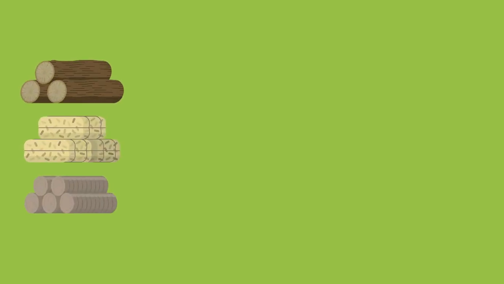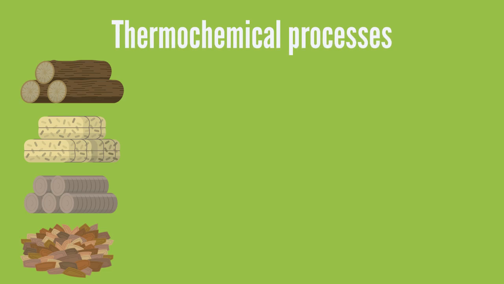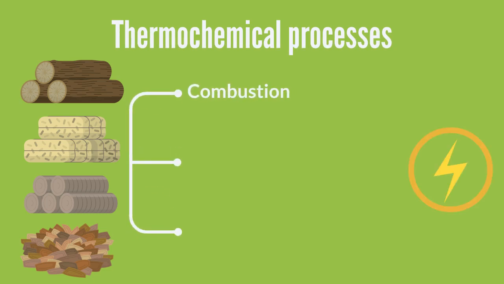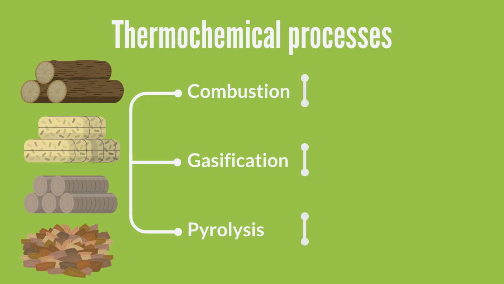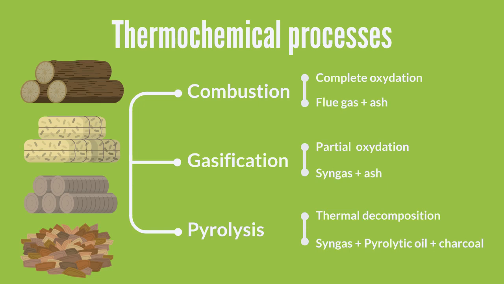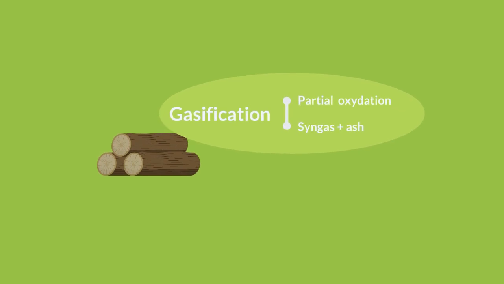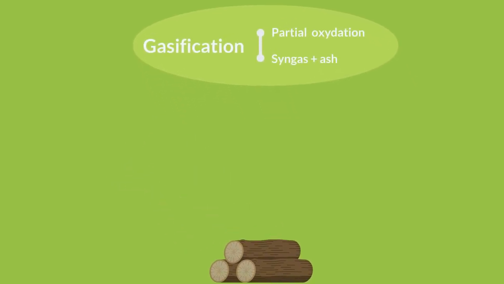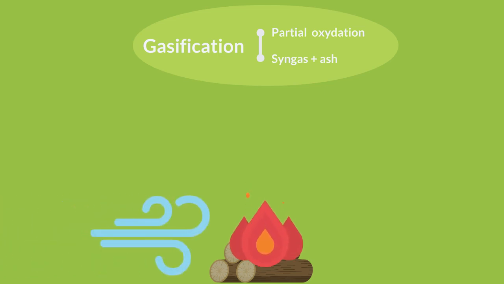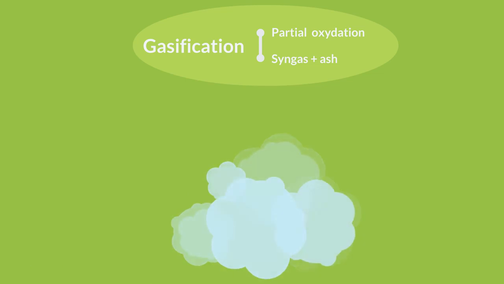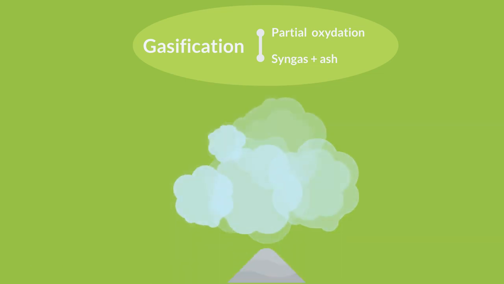Lignocellulosic materials can be converted into energy by thermochemical processes, which are combustion, gasification, and pyrolysis. The differences between them are the amount of oxygen, which determines the degree of oxidation of biomass, and the products obtained in each process. Let's focus on gasification and particularly in the gasification of wood. As an example of lignocellulosic biofuel, gasification takes place when there is not enough oxygen to have a complete oxidation, and the products are synthesis gas and ash.